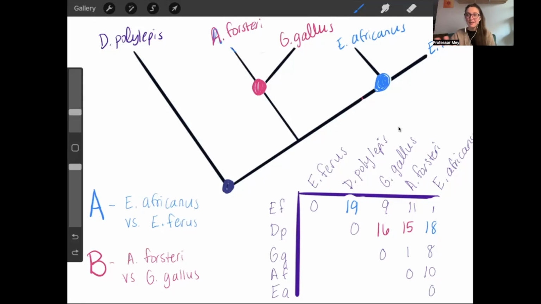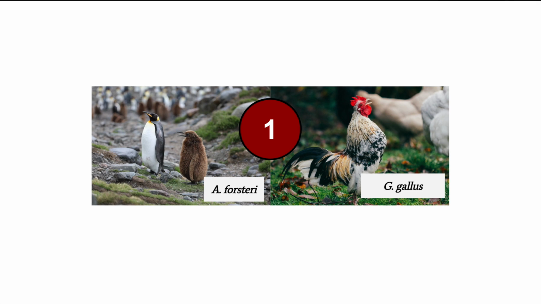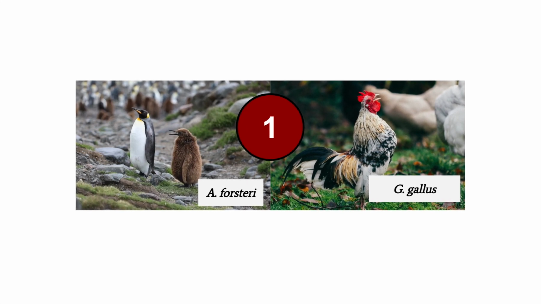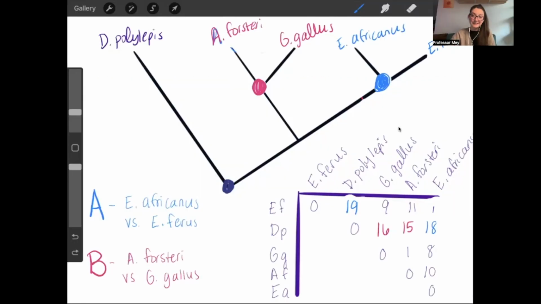All right, what about the other comparison that only had one difference in amino acids? Well, that was your G. gallus and your A. forsteri. Okay, now they're both birds. Isn't that interesting? Even though one's an emperor penguin and one's I think just a wild chicken, they're very similar to one another. This makes sense that they have only one difference, one change in amino acid.